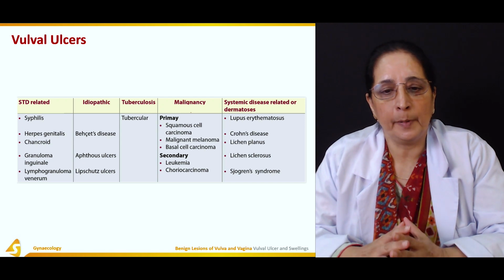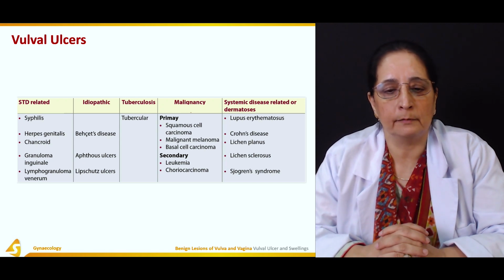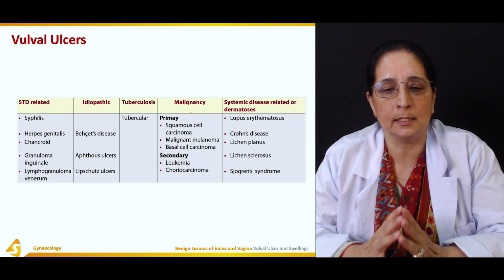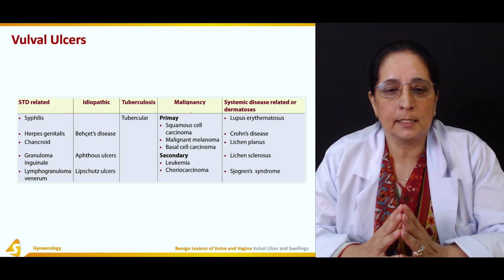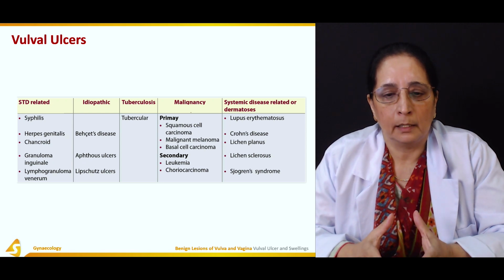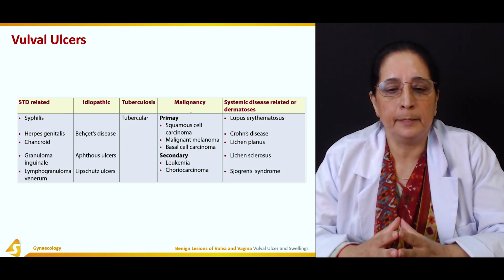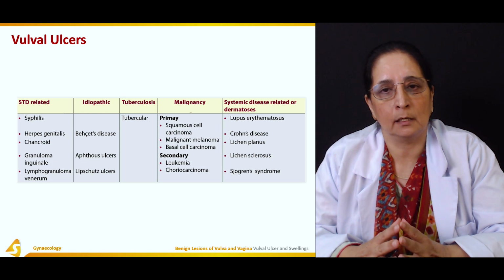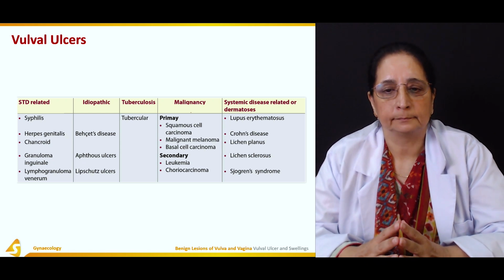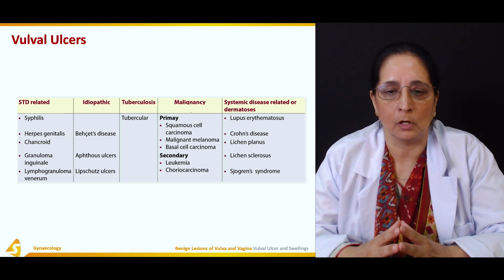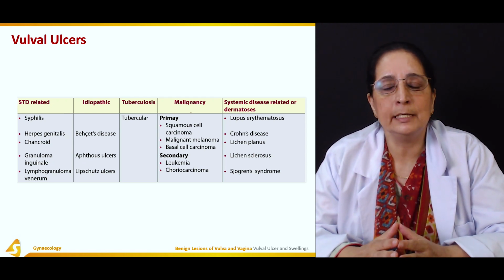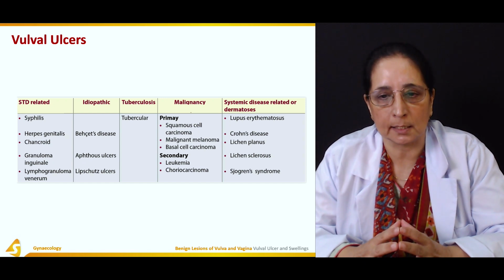Then some idiopathic diseases can also lead to vulval ulcers. Idiopathic causes are Behcet's disease, aphthous ulcers, and Lipschutz ulcers. These are idiopathic ulcers, diseases with no known cause. Then tuberculosis leads to tubercular ulcers.